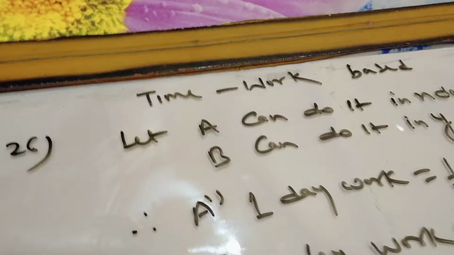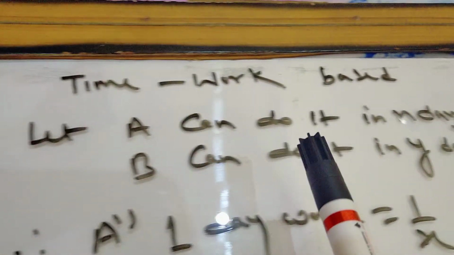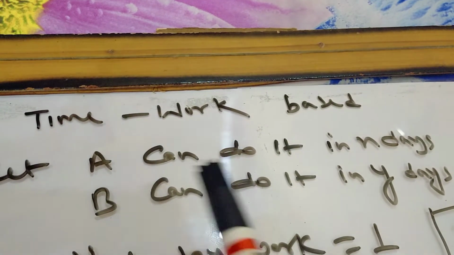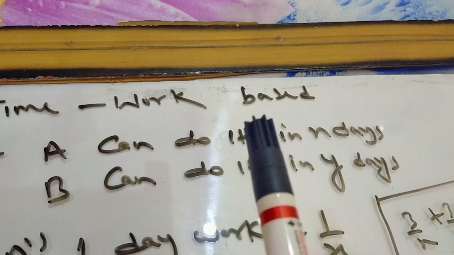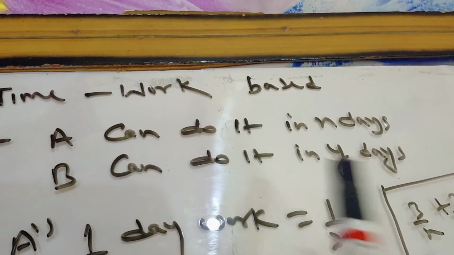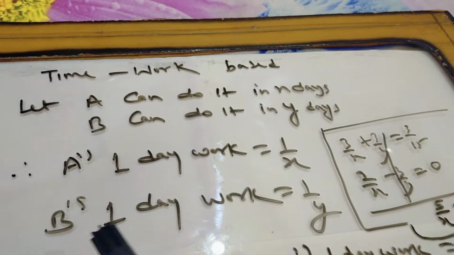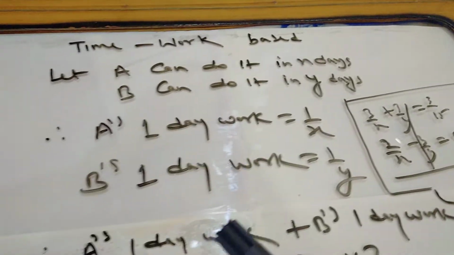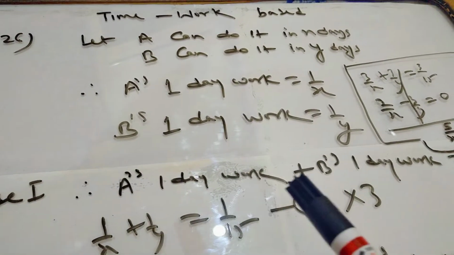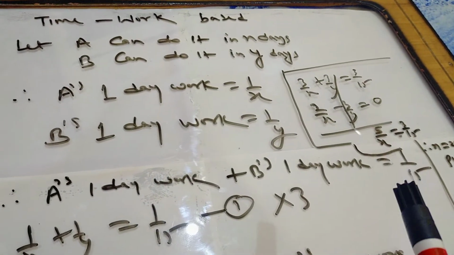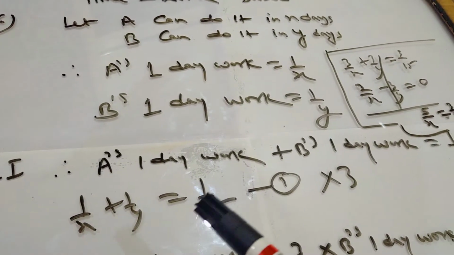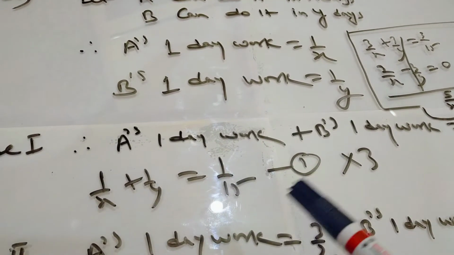So here we have assumed A can do the work in x days, and B can do the work in y days, means if you get the value of x and y, that is our answer. So A's one day work is 1 upon x. B's one day work is 1 upon y. Accordingly, A's one day work plus B's one day work is basically 1 upon 15. So 1 upon x plus 1 upon y is equal to 1 by 15. This is equation number 1.